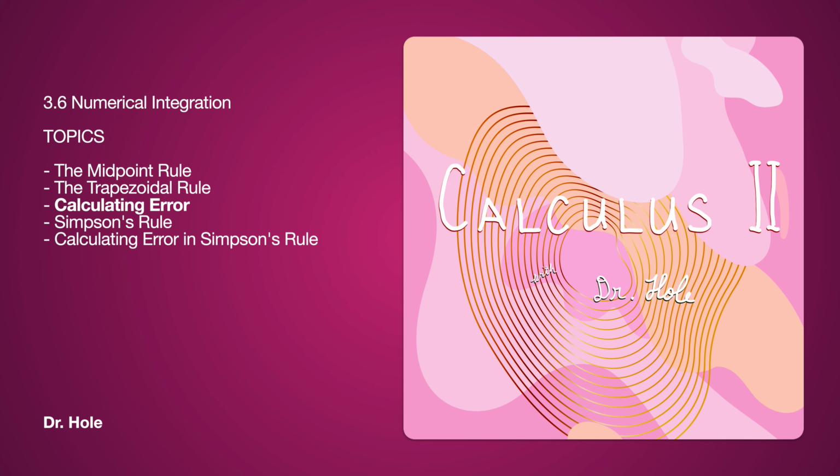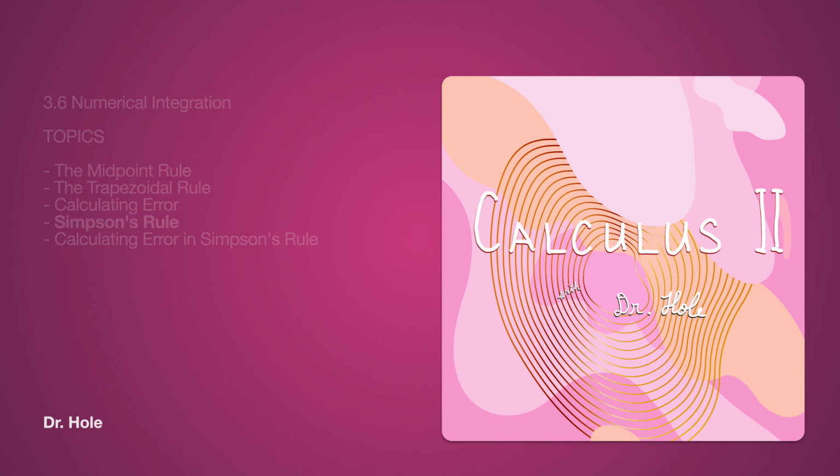Okay, so we've done the midpoint rule, the trapezoidal rule, and we've talked a little bit about calculating area, where there's this new idea of estimates for the error. We're going to do one more numerical integration rule called Simpson's rule, and we'll also come up with an estimate for the error when using Simpson's rule. First, we're going to establish Simpson's rule.